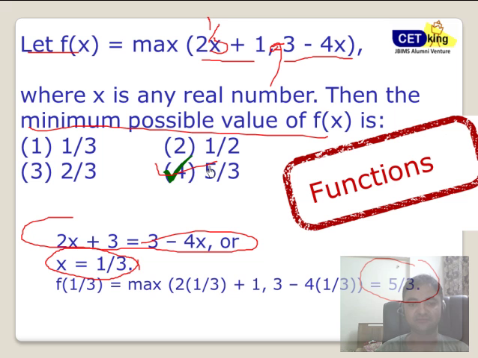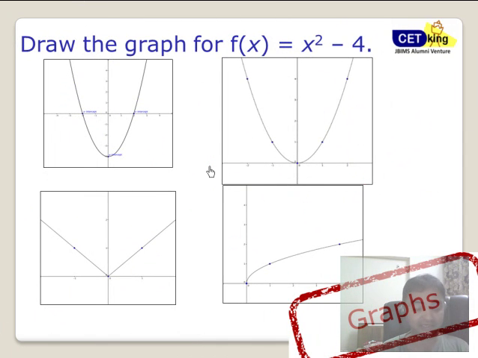Otherwise, try to innovate, try to save your time. The answer is D in this case. Fine. Another graph based question, again a very common question in CAT. I've seen this question in CAT in the last 4 years.